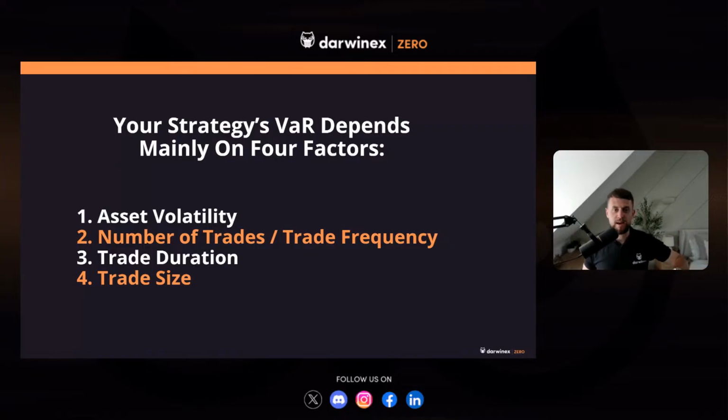And vice versa. You could trade Bitcoin or the highest volatile asset in the world. You could trade it once per second. You could hold those trades for a month. But if you're trading it with the smallest notional size that you can, again, your value at risk isn't going to be too high. So that's why I say your position sizing really is key in this equation, because all the rest are kind of baked into your strategy.